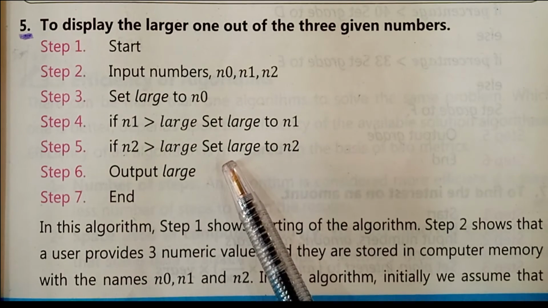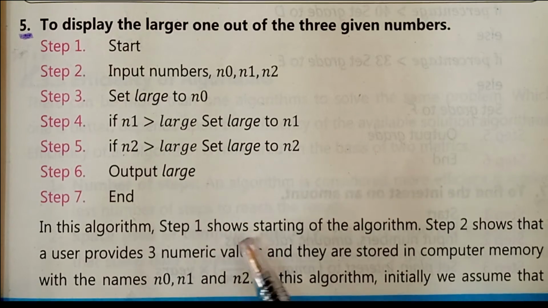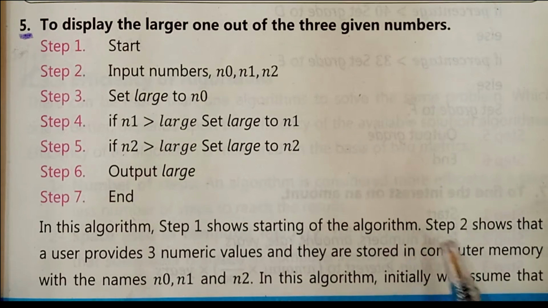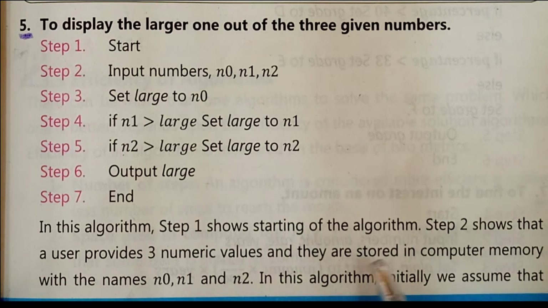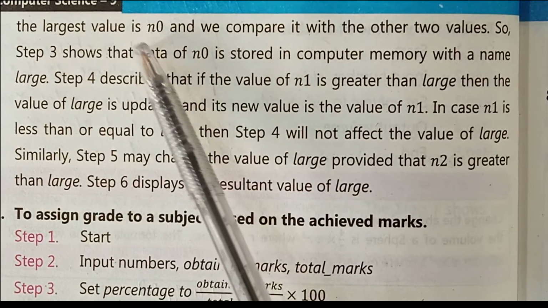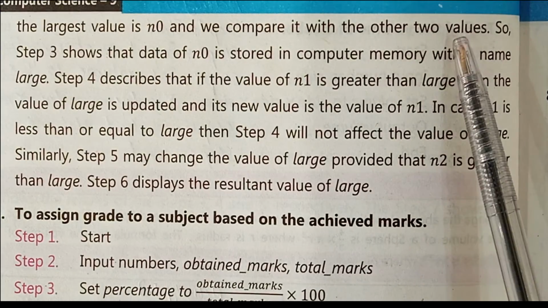Now I am going to read the explanation of example number 5. In this algorithm, step 1 shows starting of the algorithm. Step 2 shows that a user provides 3 numeric values and they are stored in computer memory with the names n0, n1 and n2. In this algorithm, initially we assume that the largest value is n0 and we compare it with the other two values.